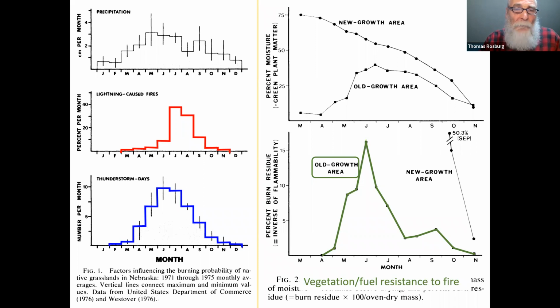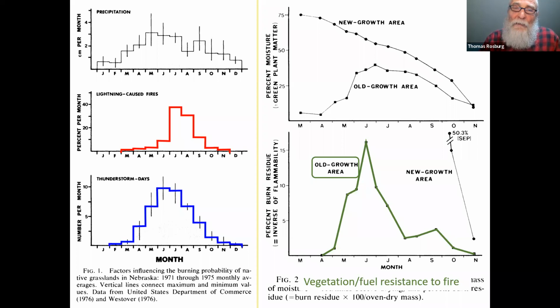We see a drop off in the amount of precipitation here, especially with August, which is going to help increase the number of lightning-caused fires. On the right-hand side, what this is actually showing is the vegetation or fuel resistance to fire. He's looking at an old growth area, and by old growth, he means an area that's not been burned. So an old growth area is a place where there hasn't been a fire, and there's an accumulation of litter. A new growth area is a place that has been burned and the litter is gone.